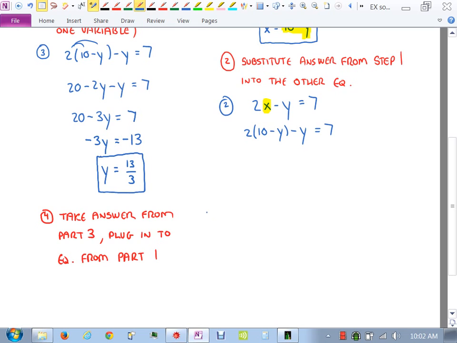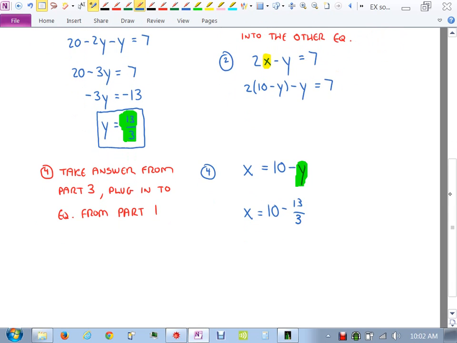And here's the actual step. I'll put it right here. First, I'll write down the answer from part 1, which was this. And now I'm going to replace my y with 13/3, right? So x equals 10 minus 13/3. Nope, that's 13/3. And the only way you can put those two together is get a common denominator. So this is the same as 10 over 1 minus 13 over 3, which is the same as 30 over 3 minus 13 over 3.